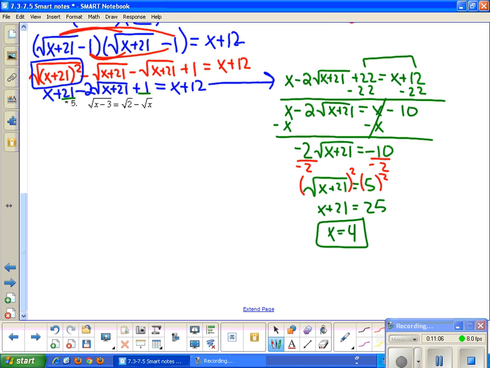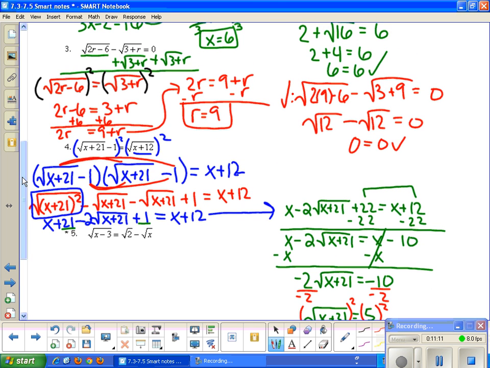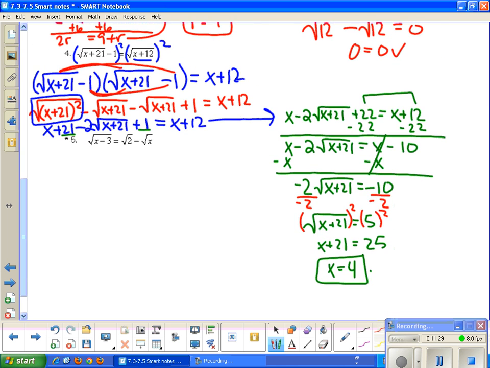And then don't forget you want to check your solution by plugging it into your original equation. So when we do that, we get 4 plus 21 is 25, so the square root of 25 is 5, and 5 minus 1 gives me 4. And on the other side, we get 4 plus 12 is 16. The square root of 16 is 4, so it works on that side. So this checks out. We're good.